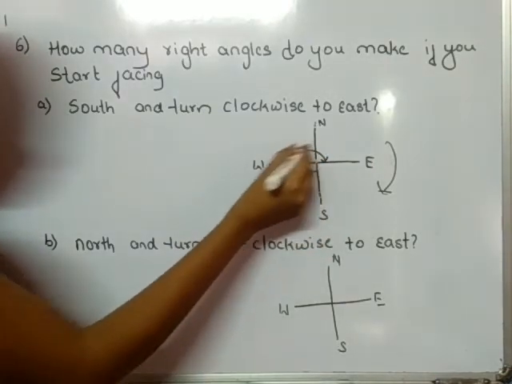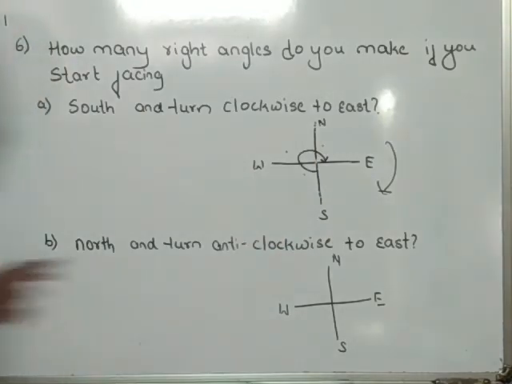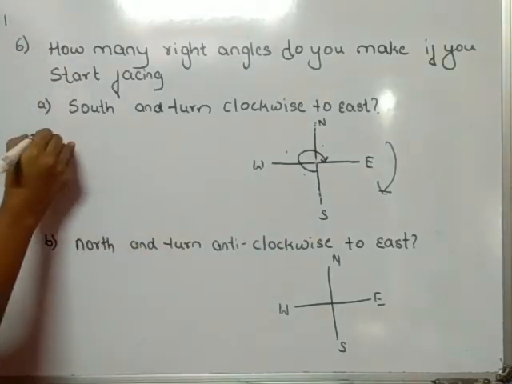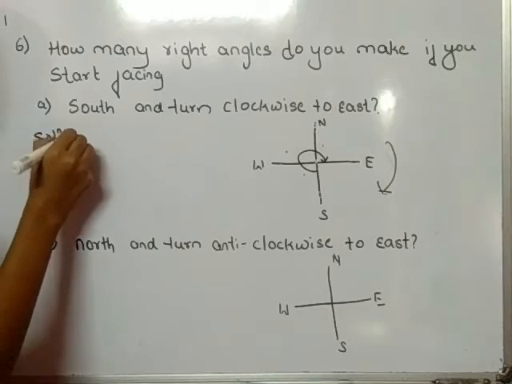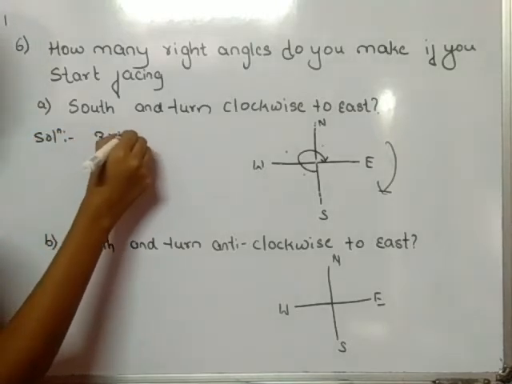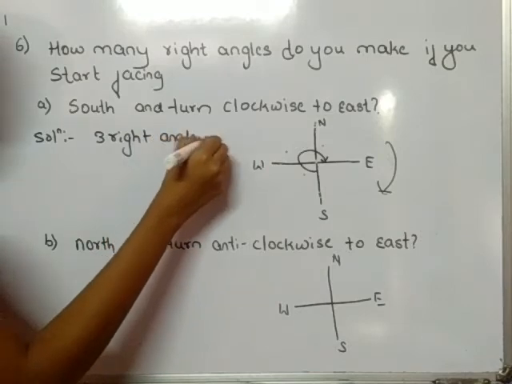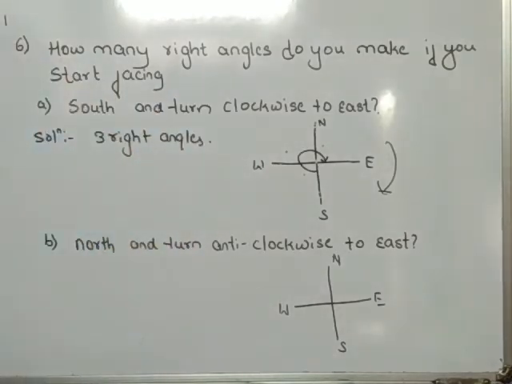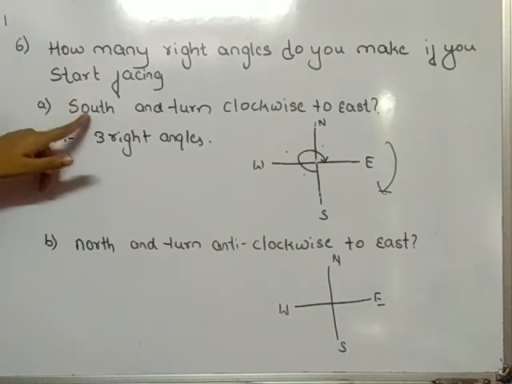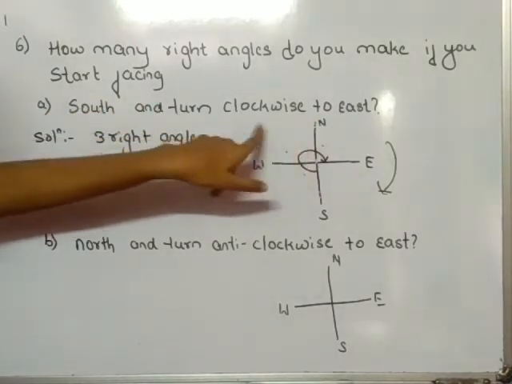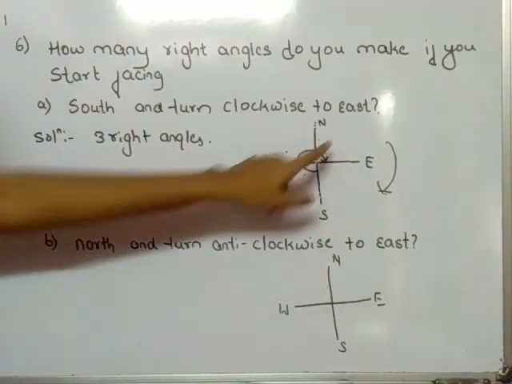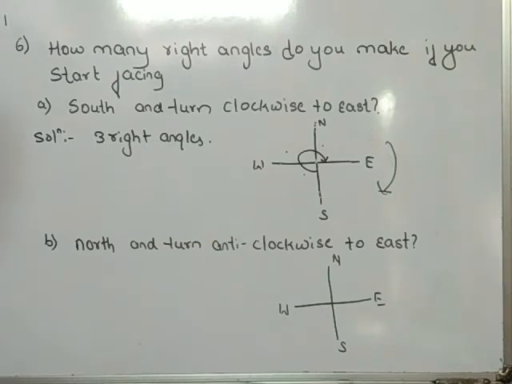Then how many right angles are formed? From here to here it has moved, isn't it? So 1, 2, 3 right angles are formed here. So we'll write the solution as 3 right angles. Okay, here when a point moves from south to east in a clockwise direction, it has formed 3 right angles. Okay, then similarly B1.